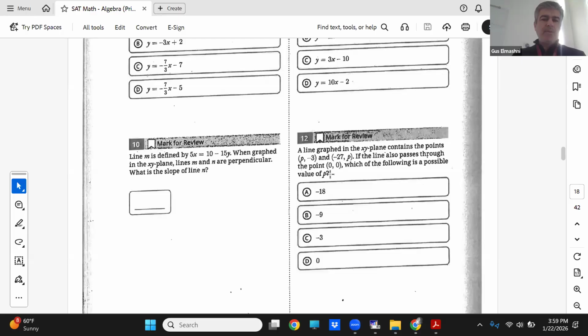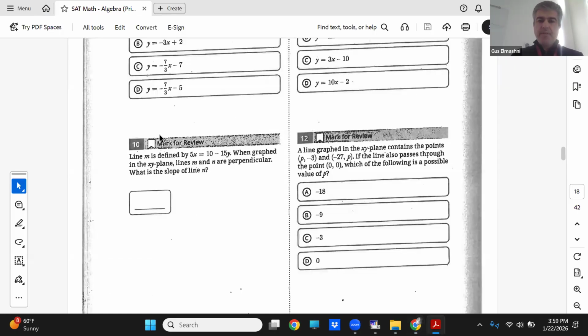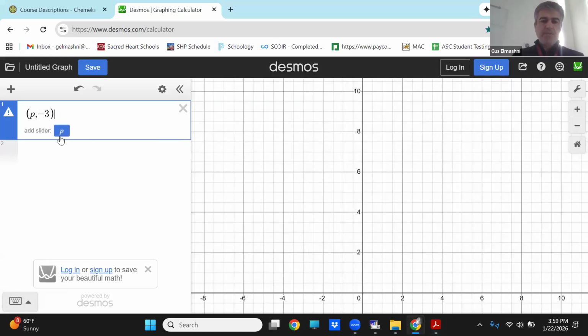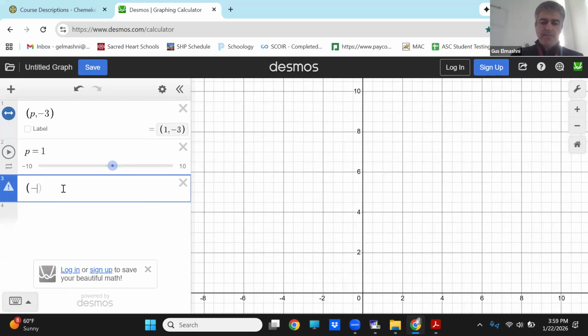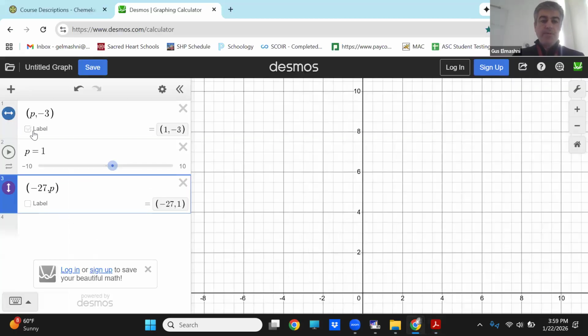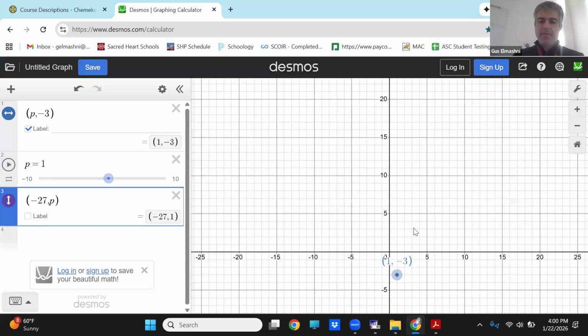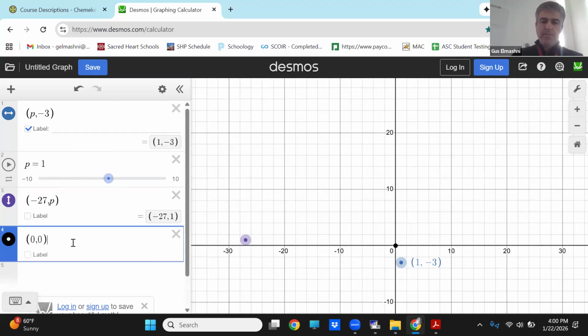Here's what you could do. We can go back to Desmos again and just punch in those. P comma -3. We'll add a slider. -27 comma P. We'll do labels, yeah, because we want them labeled. Here we go. And lastly, 0, 0.